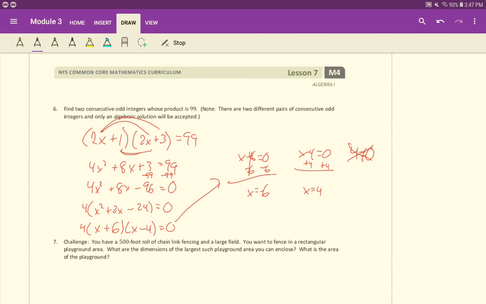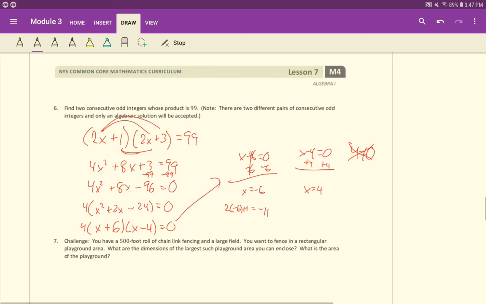Do both of these answers make sense in the context? Well, both of these solve it, but I guess we're not quite done yet, are we? To find the actual odd integer, we're going to plug that x back in here. So I plug negative 6 in for that. We get negative 12 plus 1, which is negative 11. But typically we don't talk about negative numbers being even or odd, at least I don't think we do. So we wouldn't really use this one.